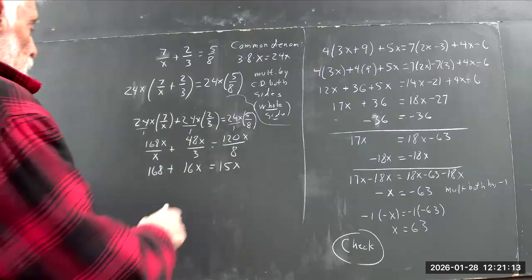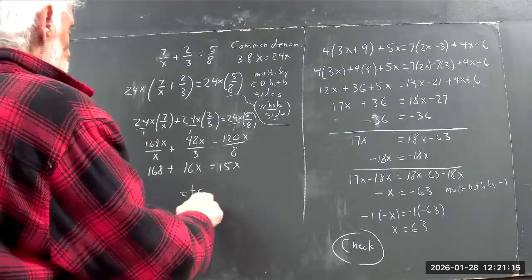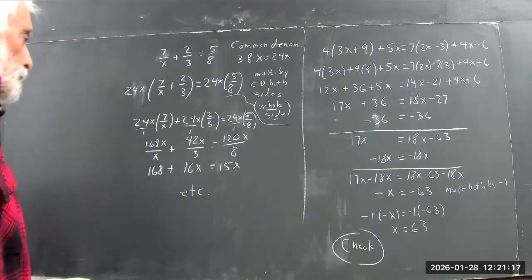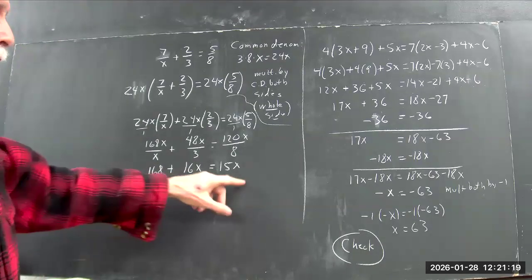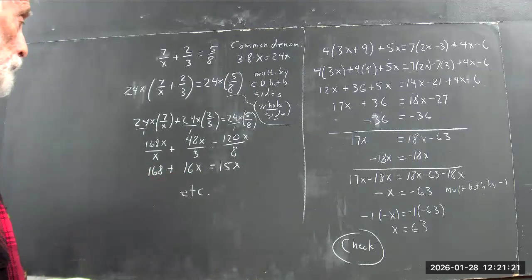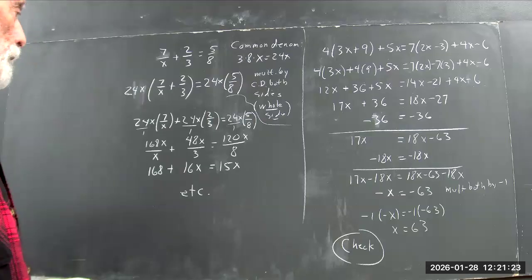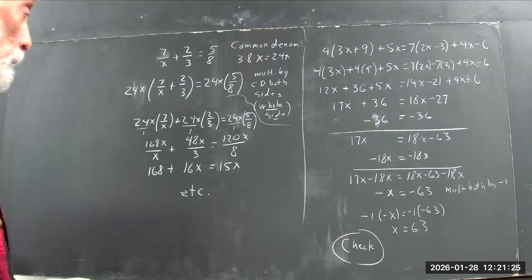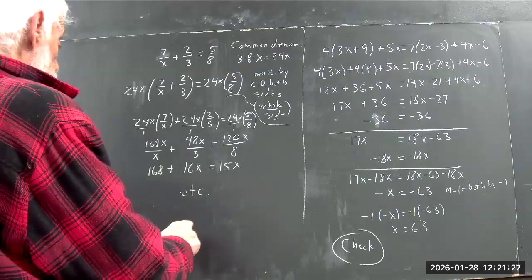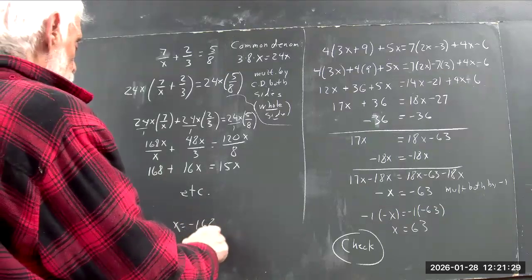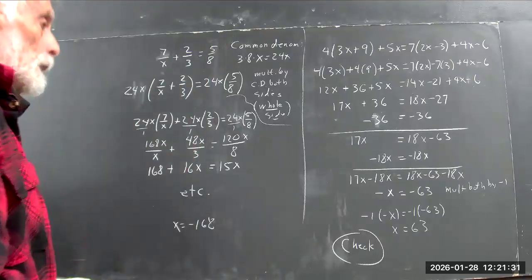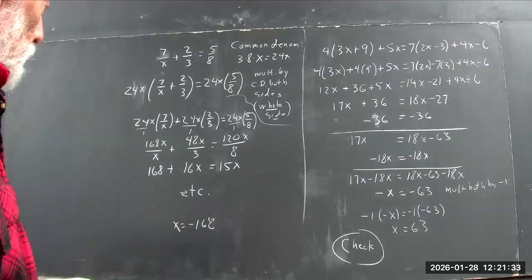Now we're out of time, so I'm just going to write etc. here because I've illustrated what I need to illustrate. This equation is very simple. You don't have to do any fractions. And actually, we do end up with x being a whole number. It's going to be negative 168, I think. I said earlier, I figured x would probably come out to be a fraction, but it didn't.